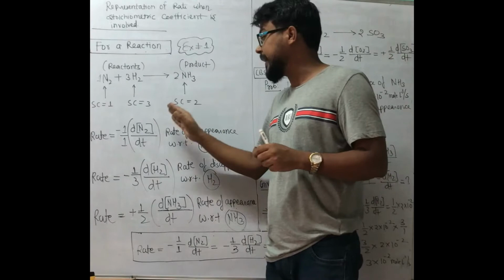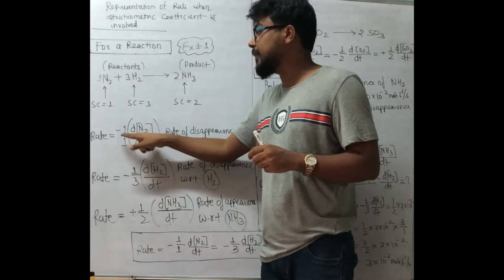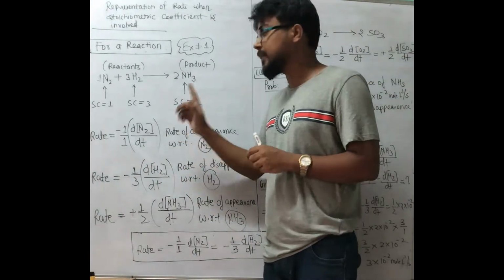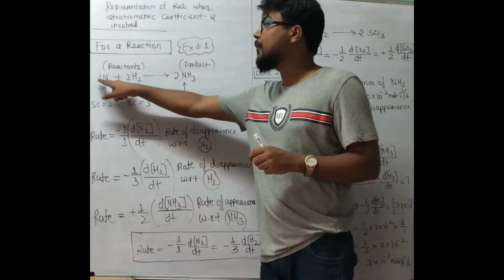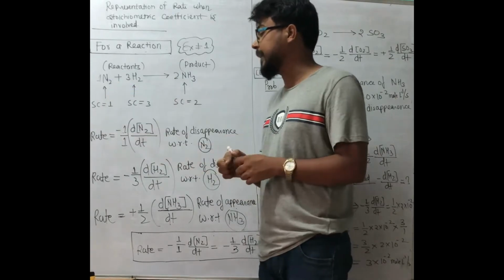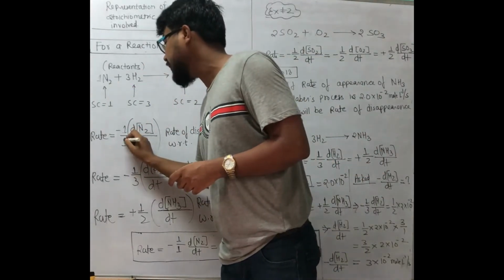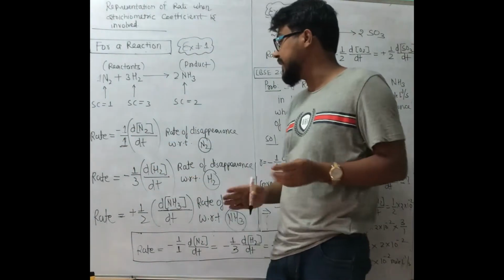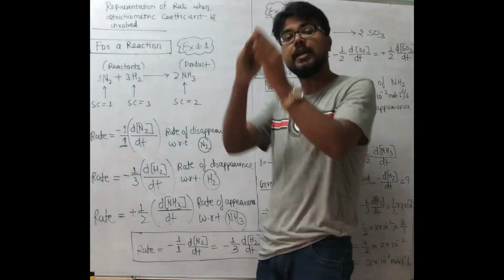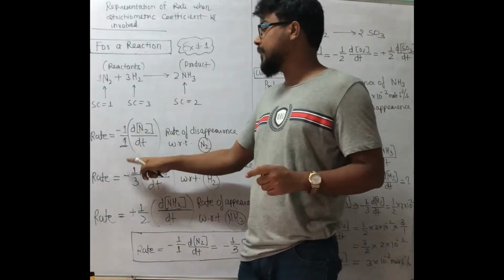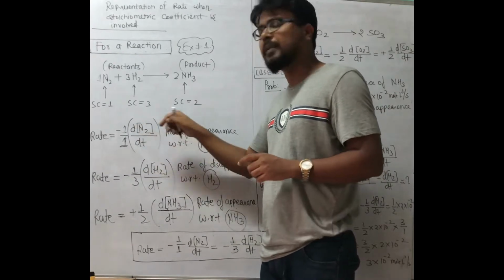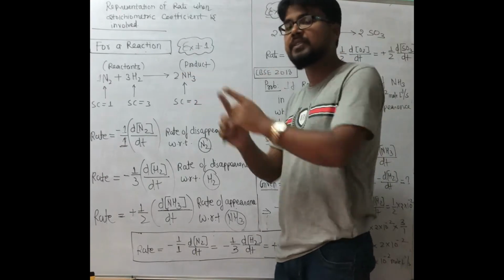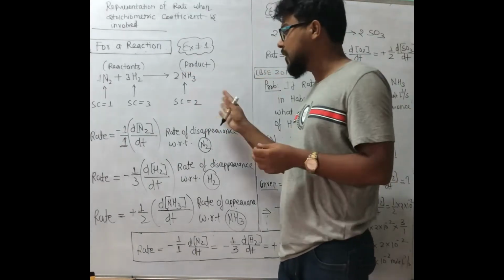So for nitrogen it is minus 1 by 1 d[N2] by dt, same as we did in our first video lecture of chemical kinetics. Minus 1 by 1 means 1 is the stoichiometric coefficient of nitrogen. Why minus? Minus because nitrogen is disappearing. Nitrogen is decreasing. So minus 1 by 1 d[N2] by dt. What is a square bracket? Square bracket represents the molar concentration of that particular species, whether it is reactant or product.